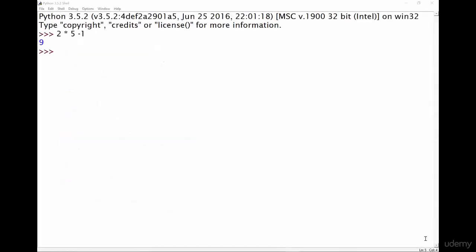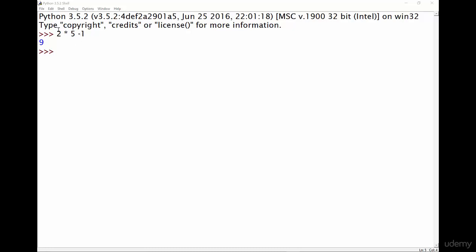So here we are back in our shell, and let's have another look at our calculation to see what might have gone wrong. We wanted this calculation to give us the number 8 because we thought 2 times 5 minus 1 should give us 8, because 5 minus 1 is 4 and 2 times 4 is 8, right? But that didn't happen. It gave us 9. And the reason why is because Python follows the BODMAS system. And in BODMAS, multiplication happens before subtraction.